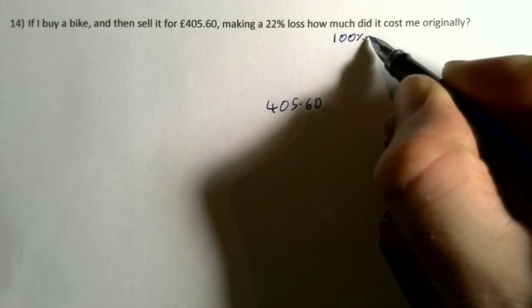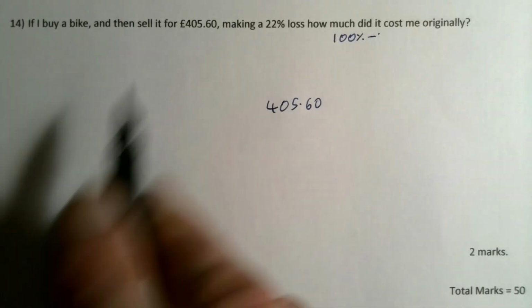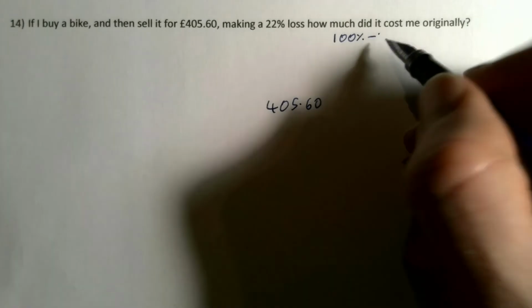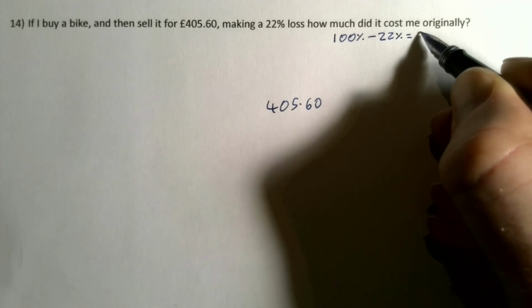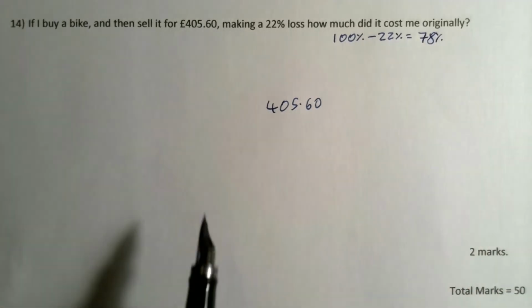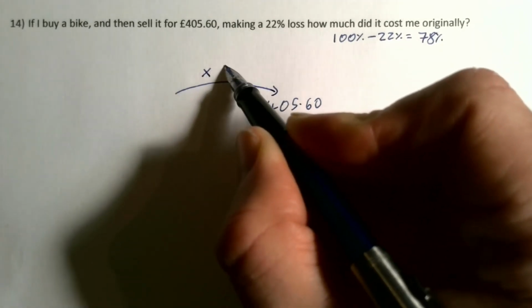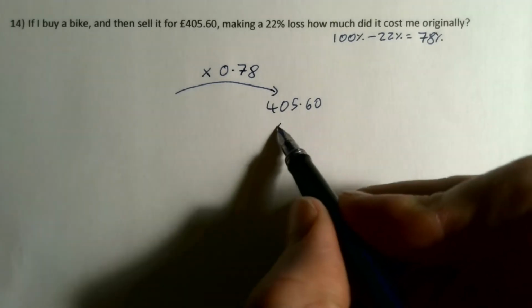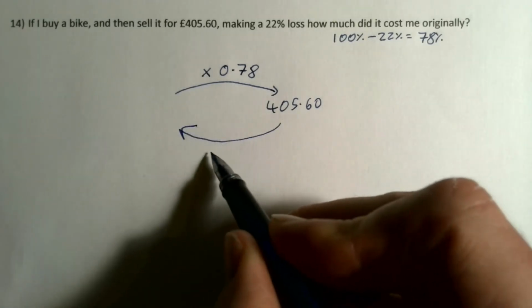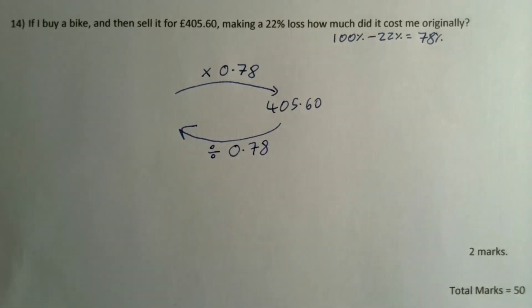Well, the key to this, first of all, is to think, what multiplier would I use to reduce something by 22%? So that's why I'm taking 22% away from 100, and that leaves me with 78%. So if I knew my original amount, I could multiply it by 78%, which is 0.78, and it would give me 405.6. So I need to reverse that multiplier. I reverse multiplication by dividing. So I'm going to divide by 0.78.